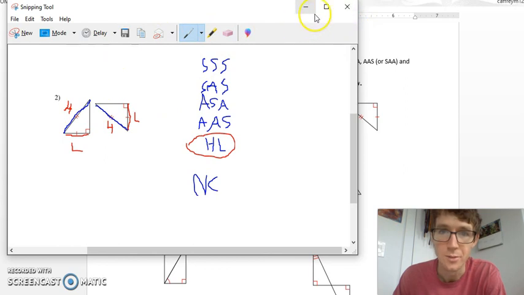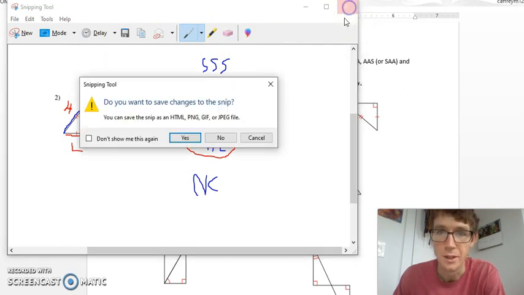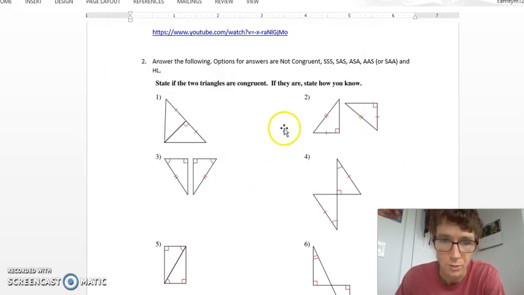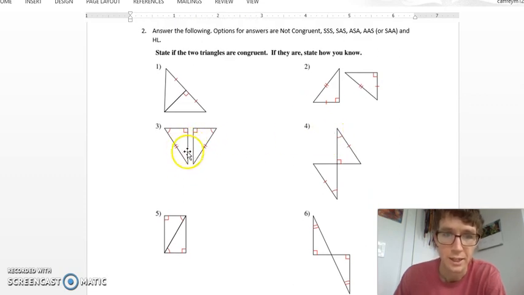All right, so that's all I'm doing for today. Again, I just want you guys to go back and try out 3, 4, 5, and 6. And you just have to answer with one of these: either not congruent, or you can put NC, SSS, SAS, ASA, AAS, or HL. Because all these are right triangles, you should be thinking about HL as a potential answer, but it won't always be the case.